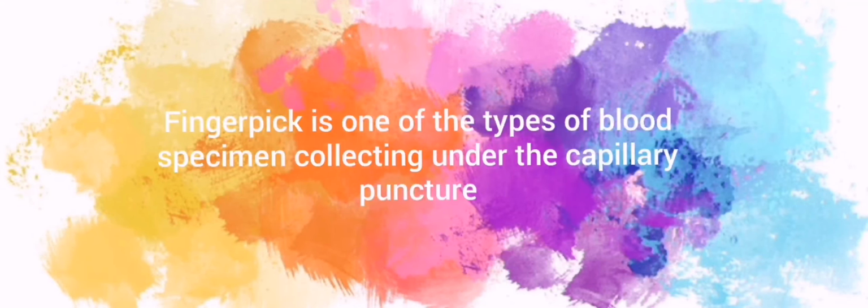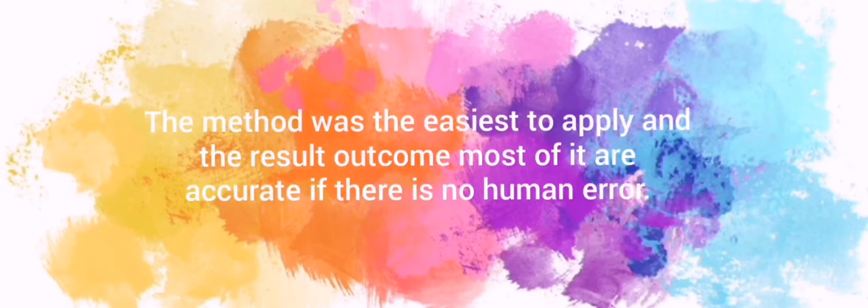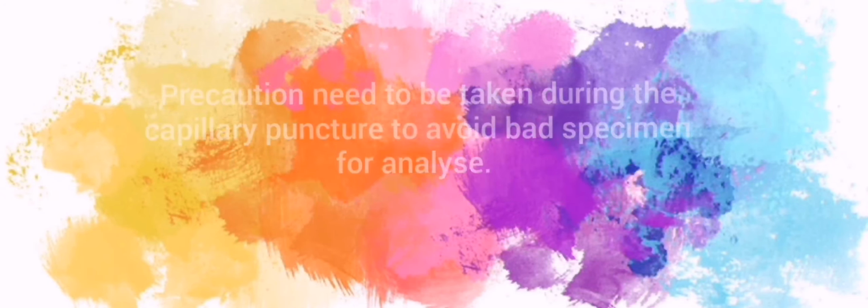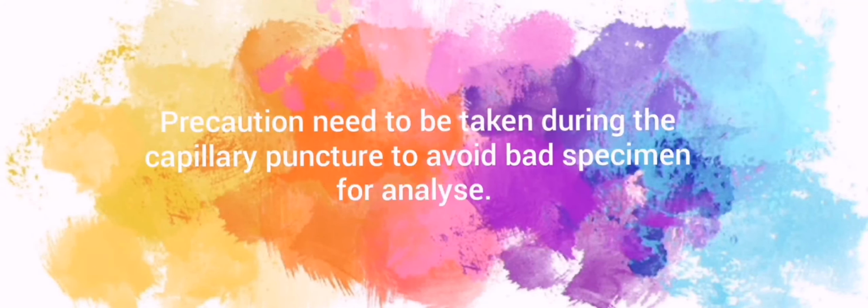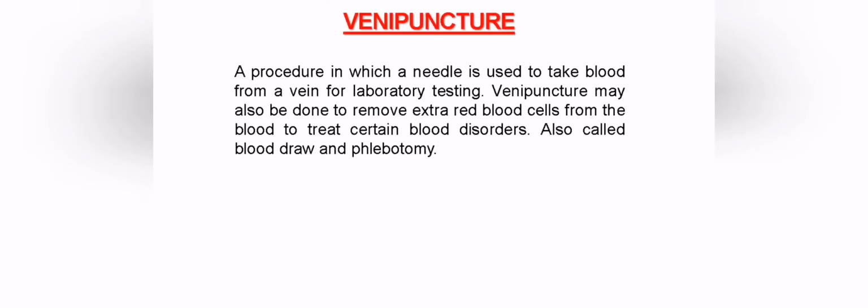Discussion. Finger prick is one of the types of blood specimen collecting under the capillary puncture. This technique is most used in determining the number of blood glucose in patients with diabetes. The method was the easiest to apply and the result outcome most of it are accurate if there is no human error. Precaution needs to be taken during the capillary puncture to avoid bad specimen for analysis. The patient also needs to fast at least 8 hours before to avoid false reading.